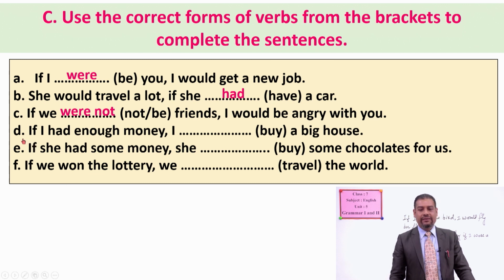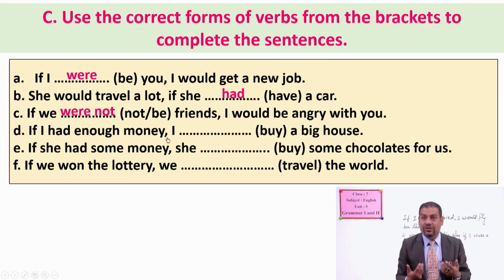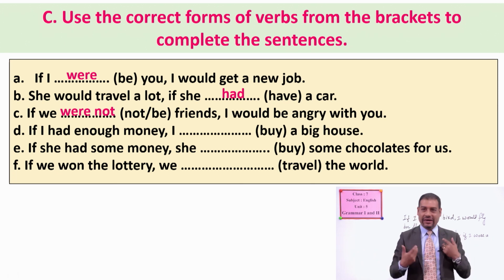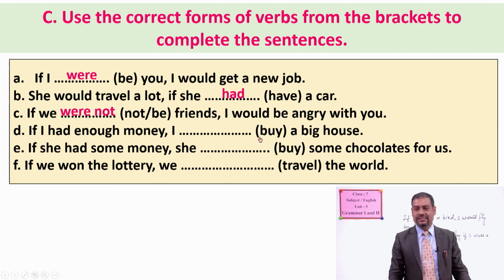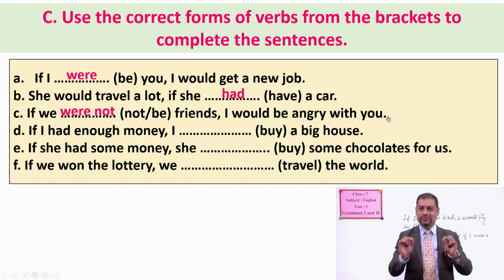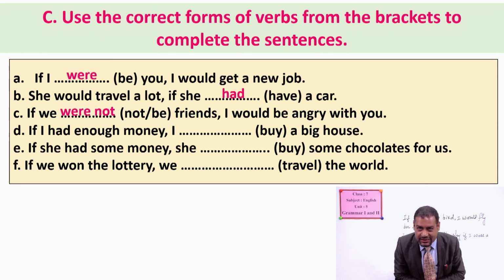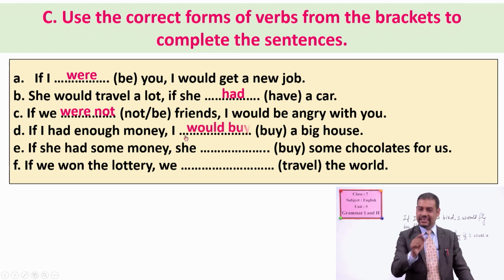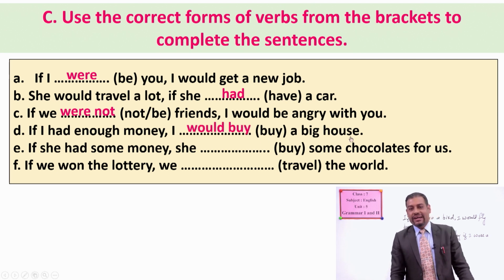Now the next one we have is D. If I had enough money, it is just imagination. Right now I don't have money. Okay, I blank space, here is buy the verb, a big house. So what is the correct form of buy? You have to write down simple past. So can you tell me the spelling of this verb, the simple past form of buy? It is, yes, I would buy a big house.